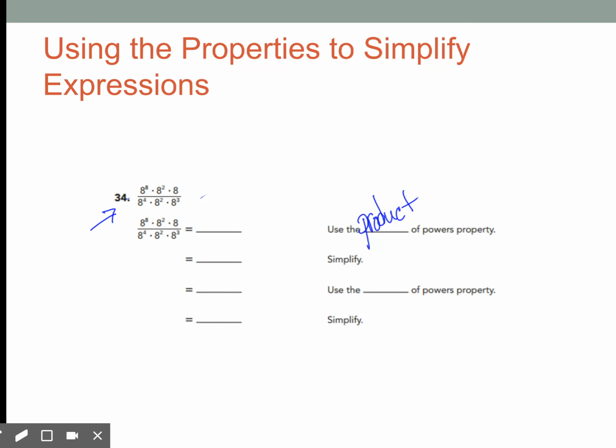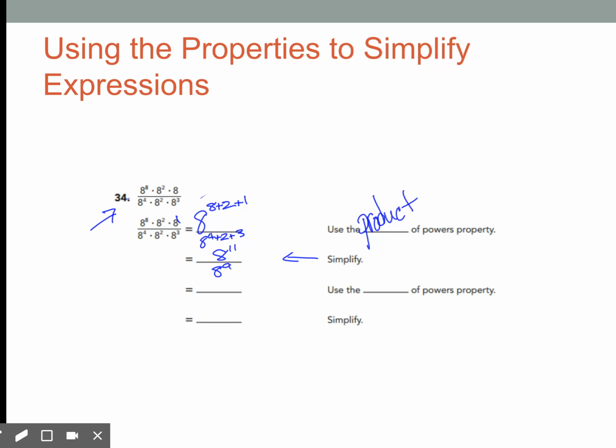So I'm going to handle my numerator first, keep my base of 8, and add my exponents of 8 plus 2, and I can't forget the 1 that's hiding there. And then I'll do the same thing to my denominator. 8, 4 plus 2 plus 3. I'm going to simplify in this next step by just adding those exponents. So in my numerator, I'm left with 8 to the 11th power. In my denominator, I have 8 to the 9th power.